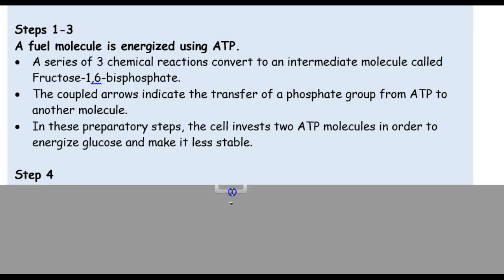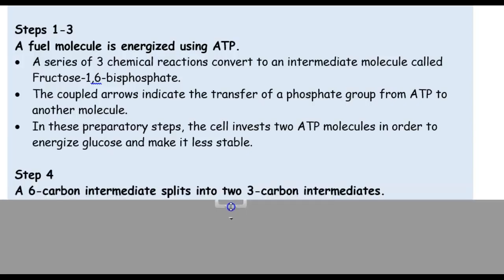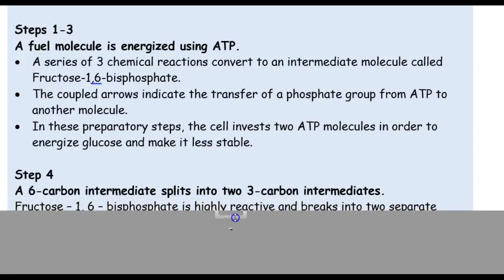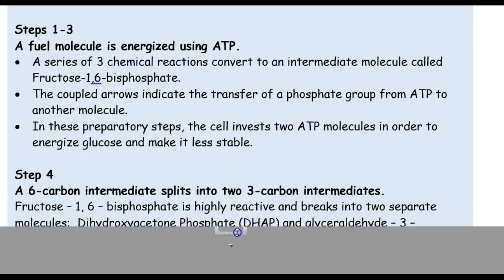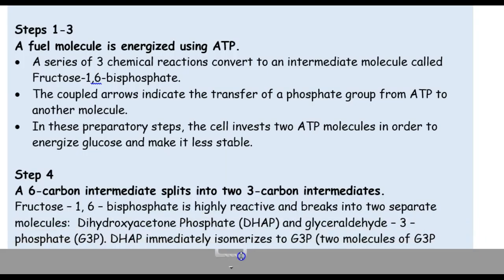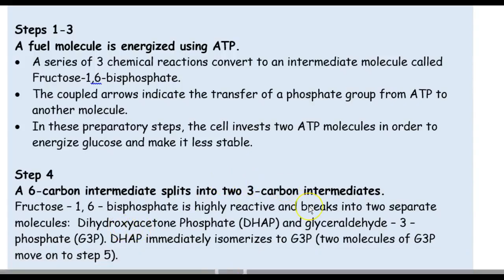So let's get some of this written down. In step 4, once we've created that fructose 1,6-bisphosphate molecule and it splits, then we're ready to move on to the energy payoff stage. But let's get a little bit of this down for later. So remember that fructose 1,6-bisphosphate is highly reactive, and it's going to break into 2 separate molecules, the DHAP and the G3P. If there's an energy need, the DHAP is going to immediately isomerize to G3P.